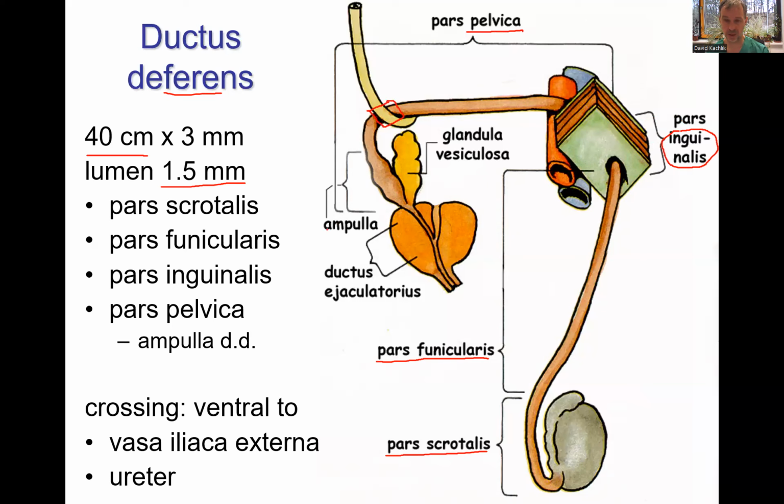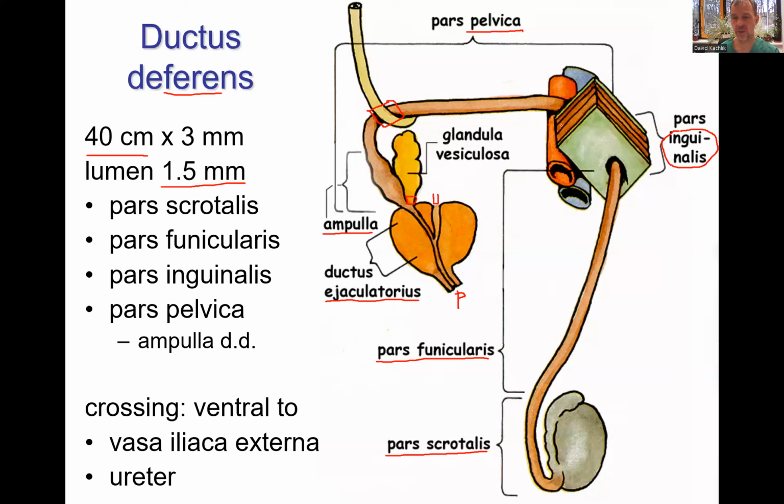And it starts to enlarge and forms ampulla. Then the ampulla emerges with the excretory duct of vesicles gland or seminal gland. It forms a very short ejaculatory duct having no muscle wall because it's located inside prostate, and it joins urethra, and they leave together prostate and they get into penis. So this is the deferent duct parts.